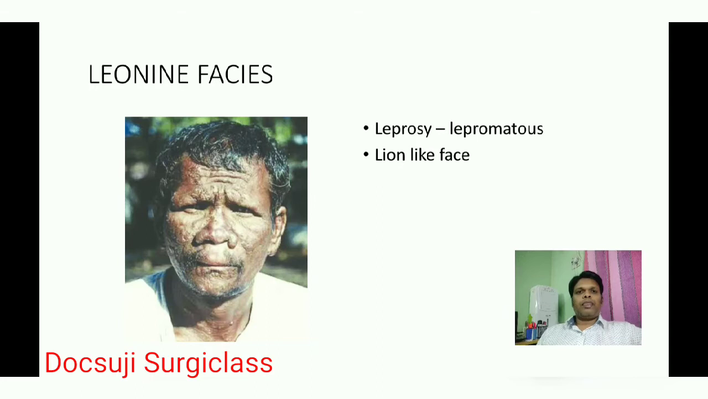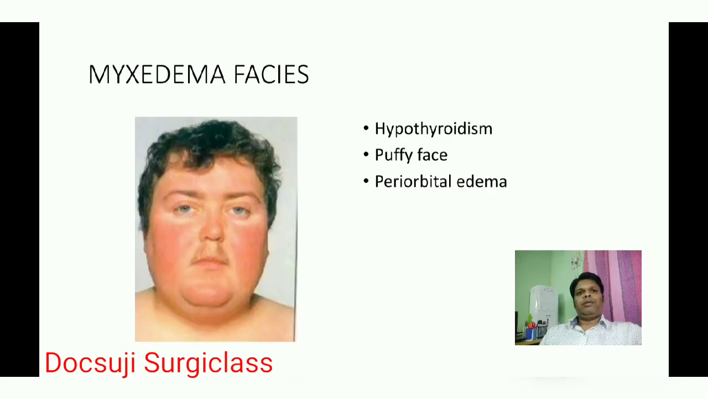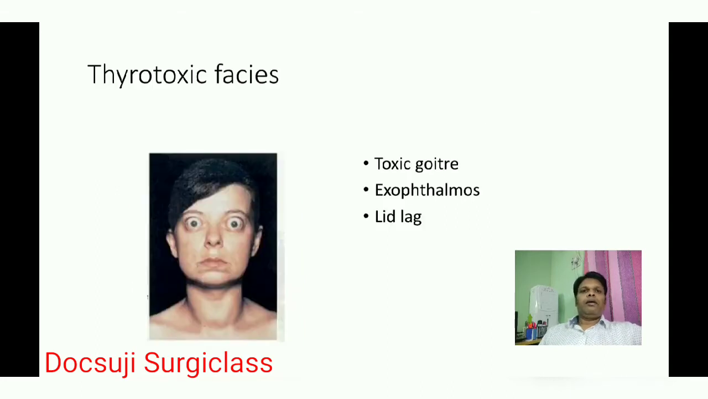Let's see the other facies. This one is Leonine facies, a lion-like face, characteristically seen in lepromatous leprosy. And this is myxedema facies, seen in hypothyroidism, which is nothing but puffy face and periorbital edema. And the last one is thyrotoxic facies, where the patient presents with toxic goiter, exophthalmos, that is protrusion of the eye, and lid lag, that is retraction of the upper eyelid. So these are about the facies.